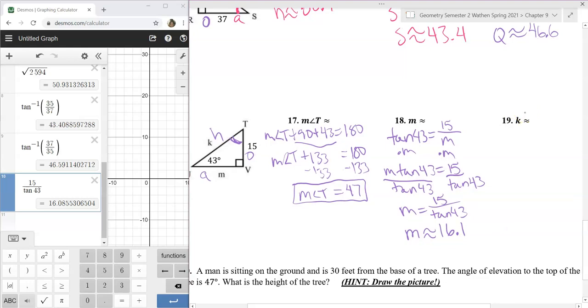K is our hypotenuse. And remember, we're given the opposite. So we're working with opposite and hypotenuse, which of course does mean we're working with sine. So the sine of 43 is going to be equal to our opposite, which is 15, over our hypotenuse, which is K. I'm going to multiply by K on both sides to get K out of the denominator. And then we'll go ahead and divide by the sine of 43 on both sides to get K by itself. So really this is the same practice as what we did in number 18, just different numbers.